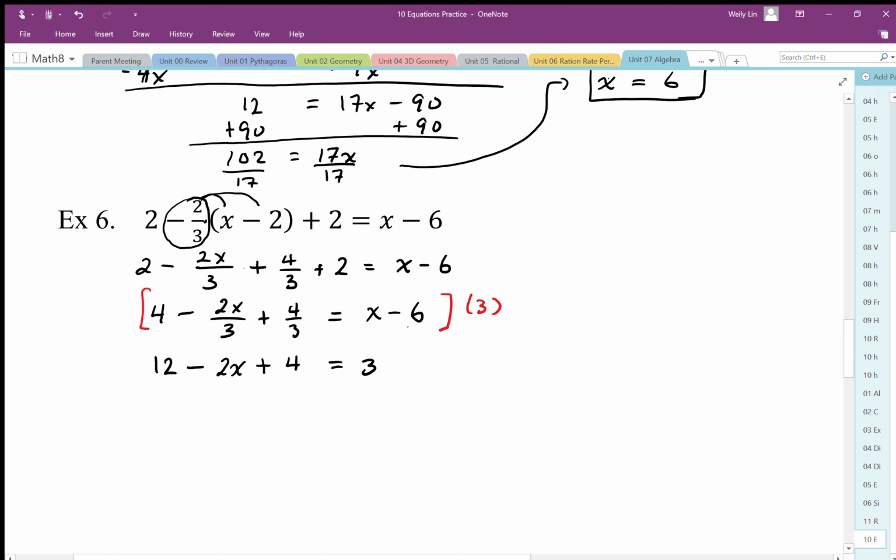Don't forget to multiply every term. Okay, you can't just multiply fractions, you have to multiply all the terms here. So this is 3 times x, which is 3x. Minus 6 times 3 is 18. Now I'm going to combine like terms, so 12 plus 4. Remember, the minus goes with the x, 2x, not the 12. So this is positive 12 plus 4 is 16.